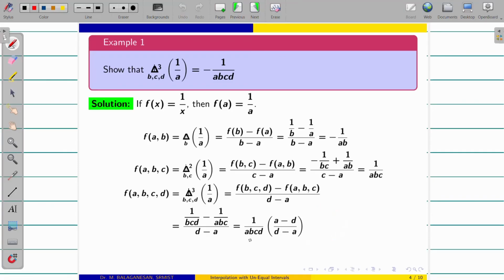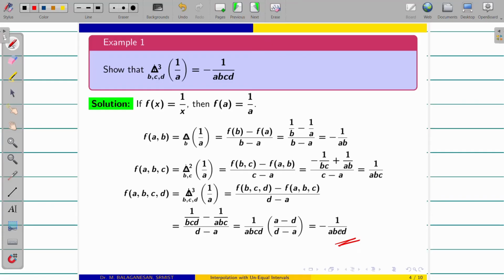Look at that. It will be a minus d, d minus a will be there. If you are taking minuses common, both will cancel. Minus 1 by abcd will be the answer. This is the required answer. This is the way to play with the divided difference.